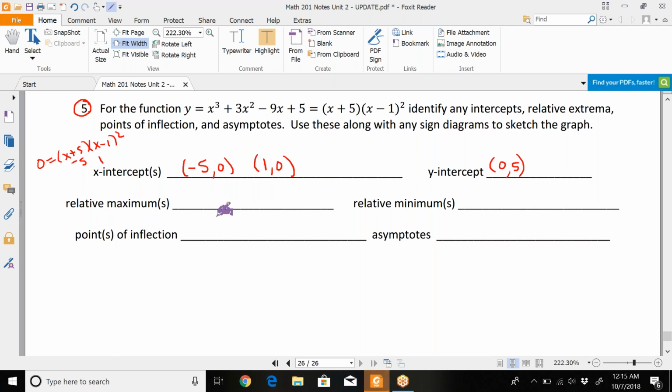So then we want to talk about, do we have relative maximums or minimums, which means we need to take derivatives to figure that out. So we're going to take the first derivative, and I would not use this version because you have to use the product rule to do that. We can just use the original polynomial. So that would be 3x squared plus 6x minus 9. Set that equal to 0. I can pull a 3 out.